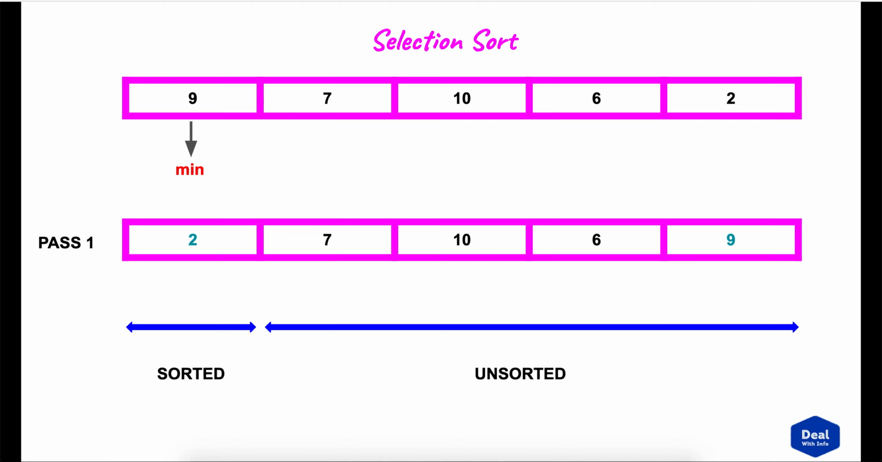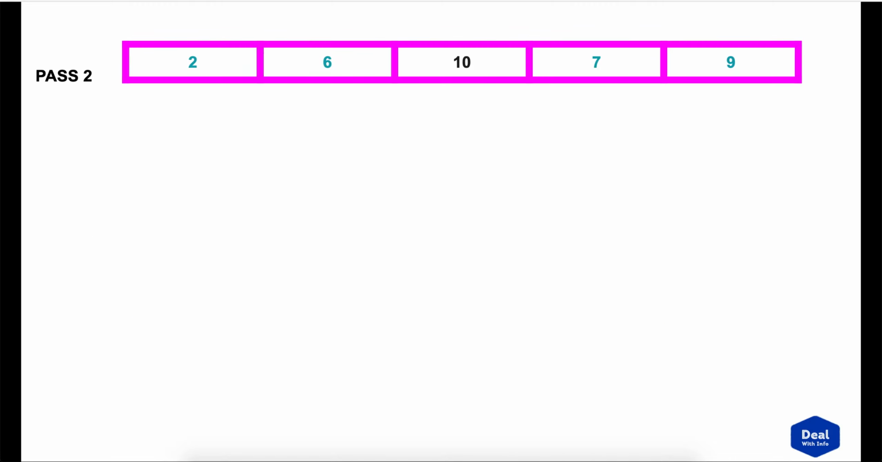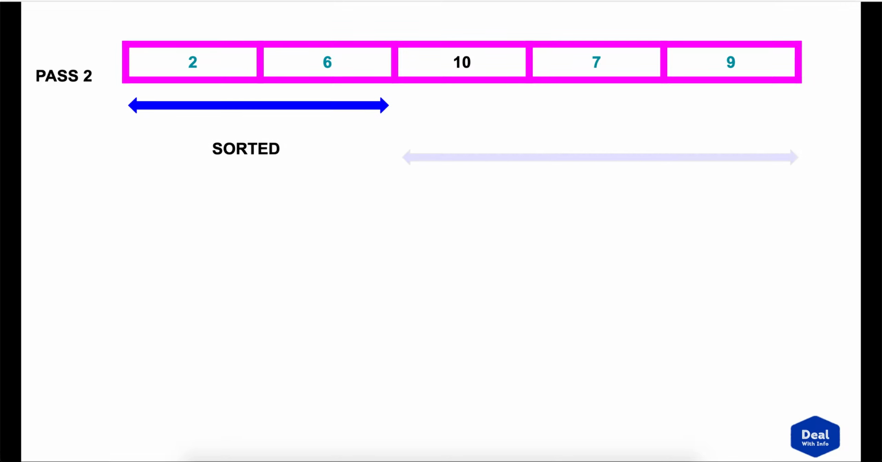Again, you need to identify the minimum element from the unsorted subarray. 6, which is the minimum element here, will be compared to other elements. And at the end of pass 2, we will be having an array like this. 6 will be pushed to the first part of the unsorted subarray. Hence, here 2 and 6 will be in the sorted subarray. The remaining elements 10, 7, 9 will be in the unsorted subarray.